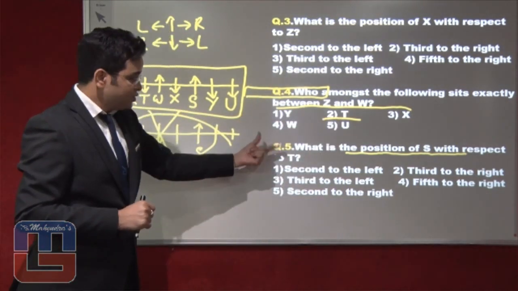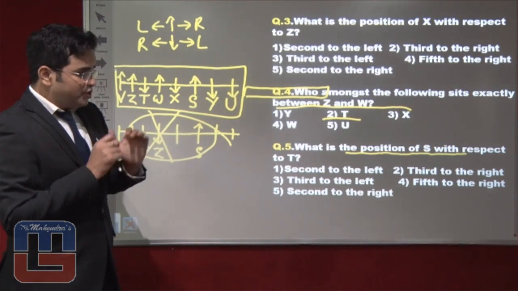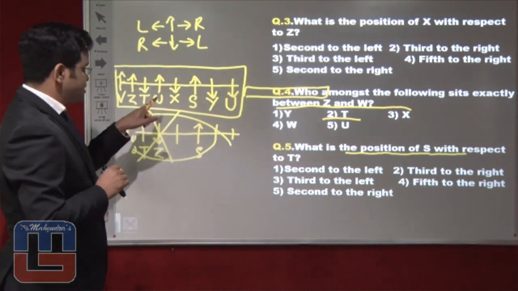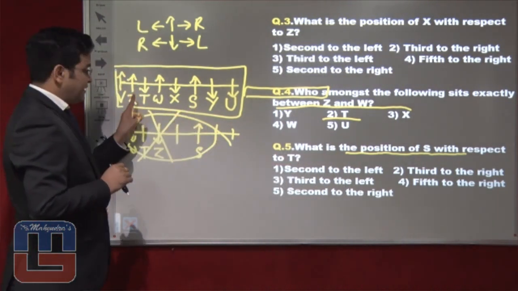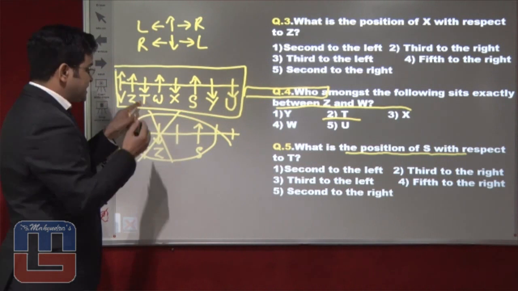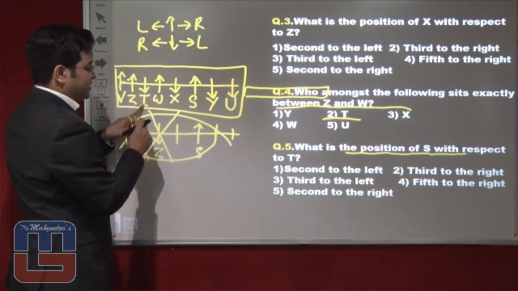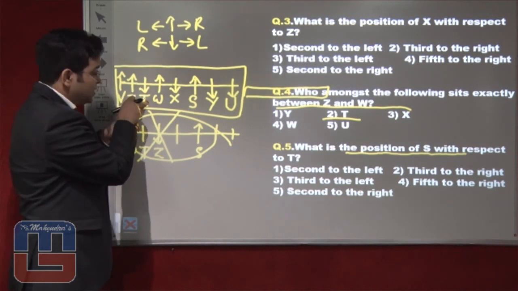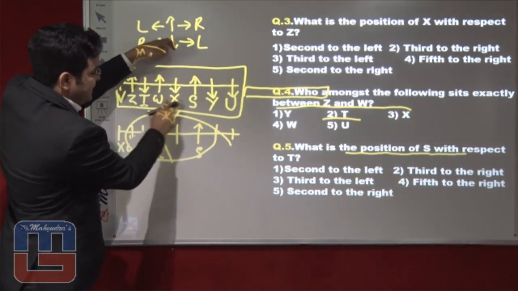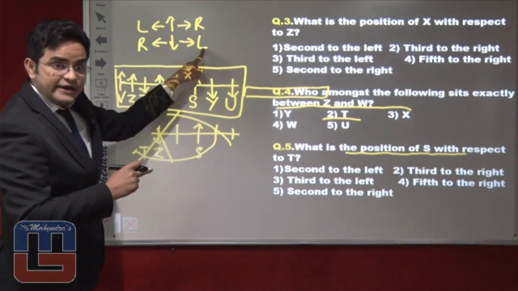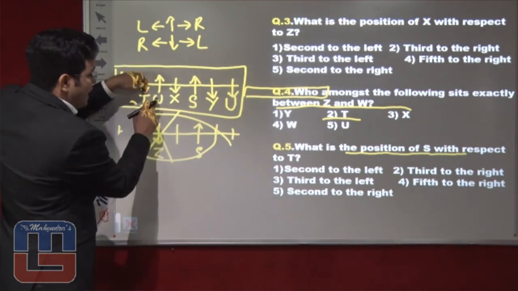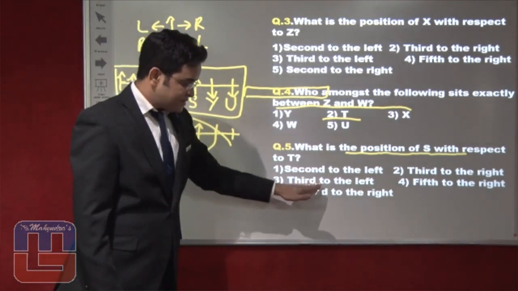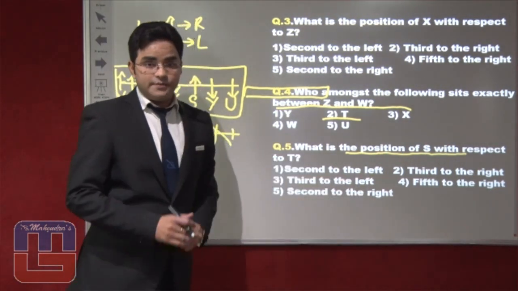Now check another one, the last question. What does it say? What is the position of S with respect to T? You can check it. S is here and T is here. With respect to T, it means that we have to highlight T, and now it is facing south. So if it is facing south, S is towards the left side. How many left? 1, 2 and 3. Third to the left. So the answer is going to be the third option, which says third to the left.